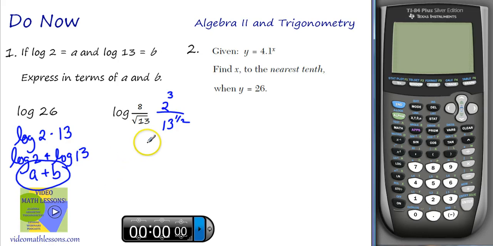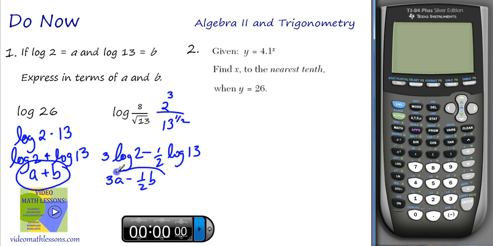So let's expand this out. So it's going to become 3 log 2 minus 1/2 log 13. And now we're going to trade it out. So it'll be 3A minus 1/2 B. This one is definitely a step up from the first one. Now, let's take a look at the second one here.